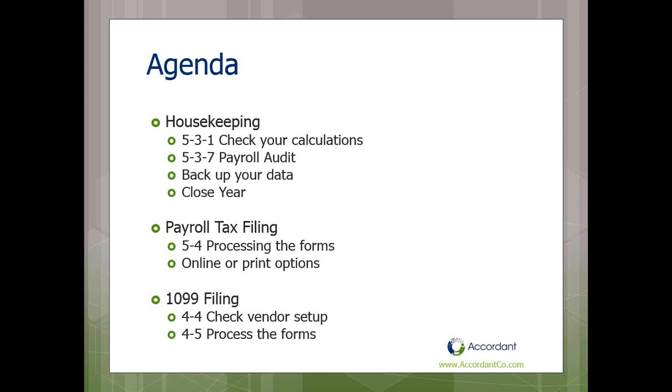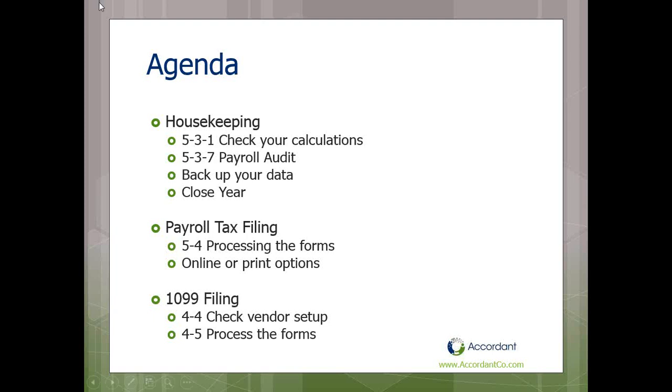After we go through the payroll, after we close the year, we'll go through the payroll tax step filing for processing the Aatrix W-2 forms, and that's in the 5-4 window. And then we'll show you the options of either online filing or print. The 1099s are the same process, except it's done through the vendor window. So we'll go to the vendor 4.4 setup window and check a couple of items in there, and then we'll go through the steps of processing those forms.